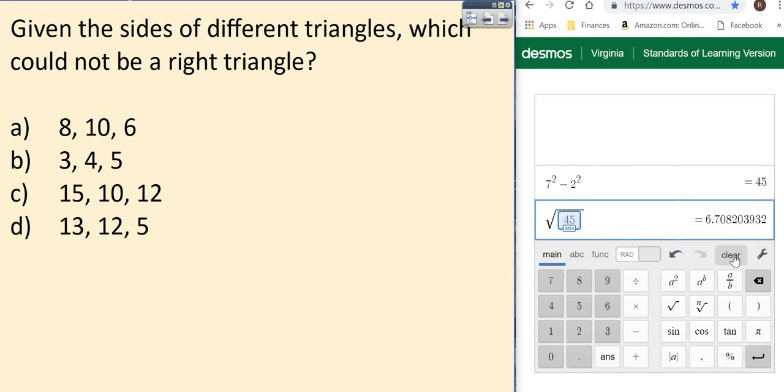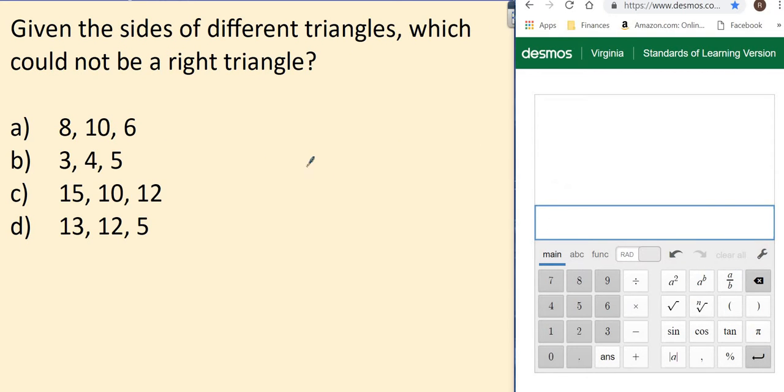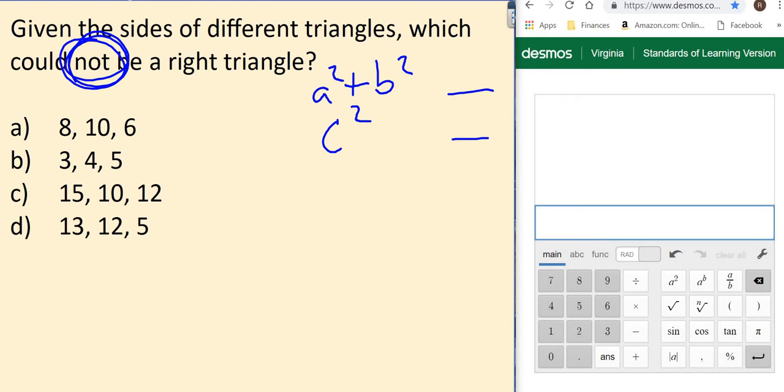It says, given all the different sides of these triangles, which one could not be a right triangle? Again, the way you're going to check this is you're going to do a squared plus b squared. Then you're going to put c squared, and you're going to see whether or not they match.